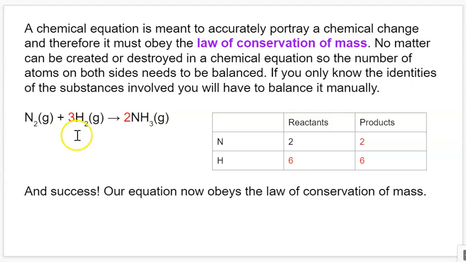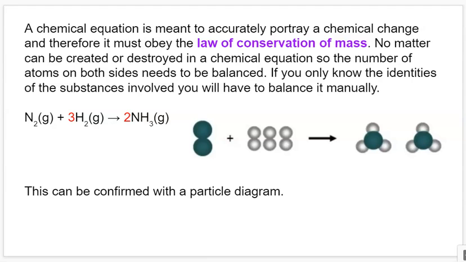So now we have 1 to 3 to 2 as our ratio, and you can see that ends up giving us a totally balanced equation where we have 2 nitrogens on both sides and 6 hydrogens on both sides. And we can now proclaim that our equation does obey the law of conservation of mass. And this is further proved if we draw a particle diagram, because we'll see that there are 2 nitrogen atoms, which end up 2 on the other side, and then our 6 from our 3 hydrogen molecules end up getting spread evenly between the 2 ammonias.